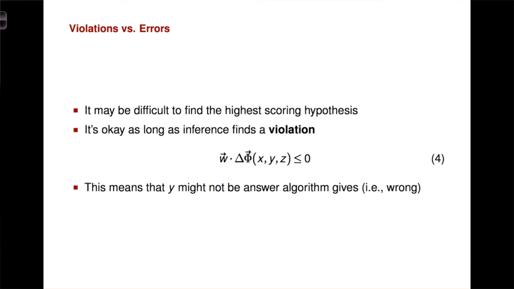We're going to define a violation as any example z such that this is going to be less than or equal to 0 times your weight vector. And we're just trying to find some output z that scores worse than the truth given an input sequence x. All this means is that even if z isn't the highest scoring answer, that y, what we should be outputting, would not be the answer.